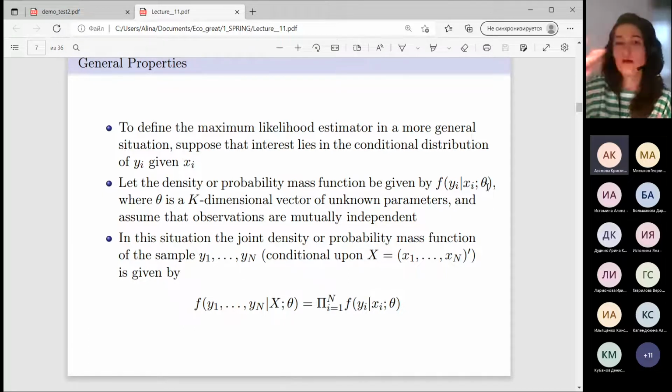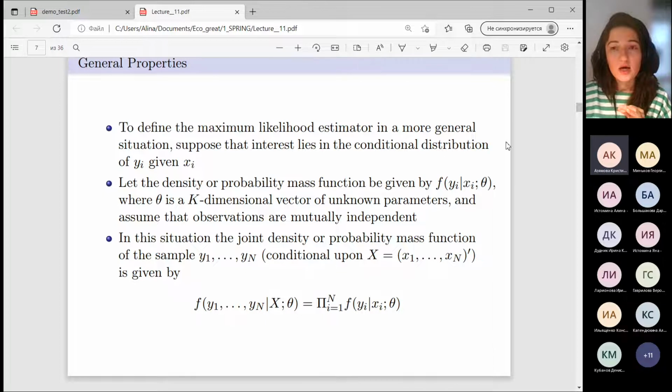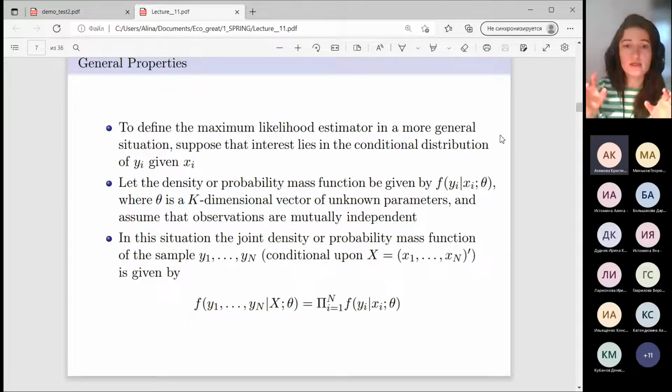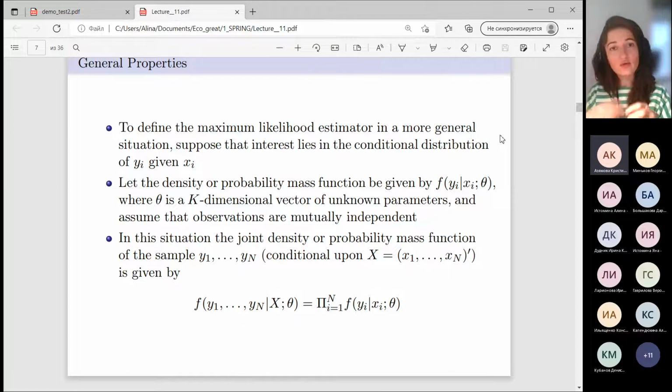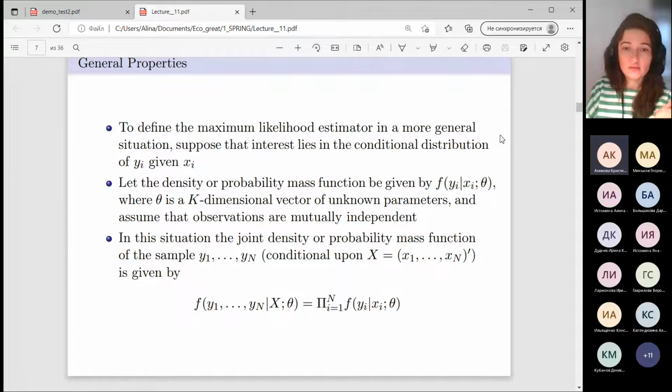As usual, we have the same assumption in the OS. And in this situation, as we have many observations and many different probability density functions, we need to combine them all together. In other words, we need to find the joint probability mass function. How can we do this?